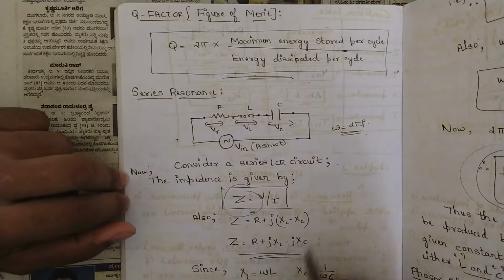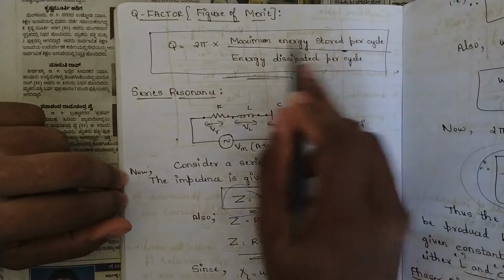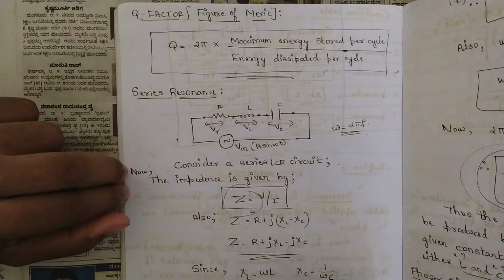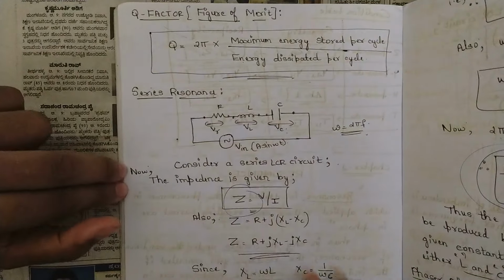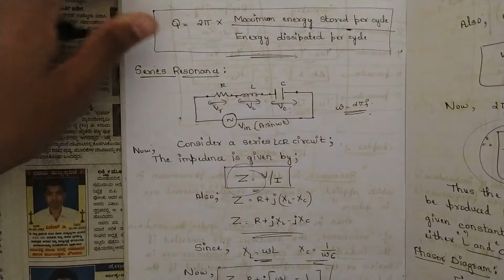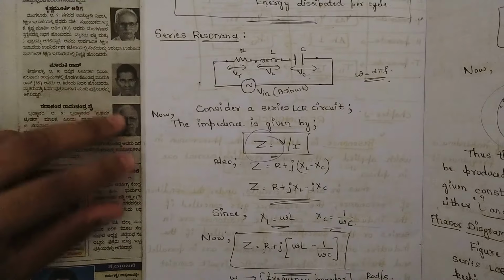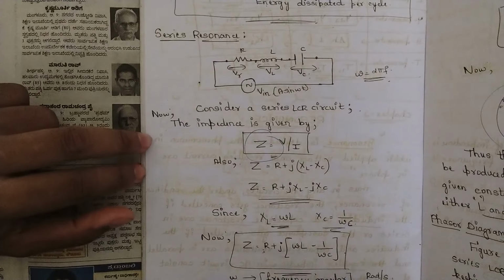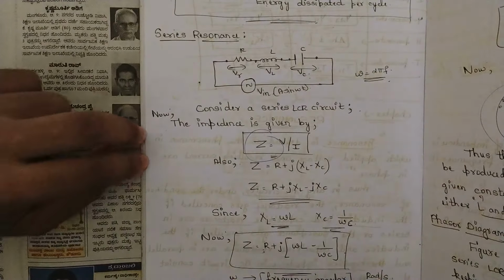Okay, figure of merit. So one is maximum energy stored per cycle divided by energy dissipated or energy released by that particular cycle. So this is given as Q factor. So now let us see what is this series resonance now, and we are going to get one expression for resonating frequency in this case of series resonance, which is very important.